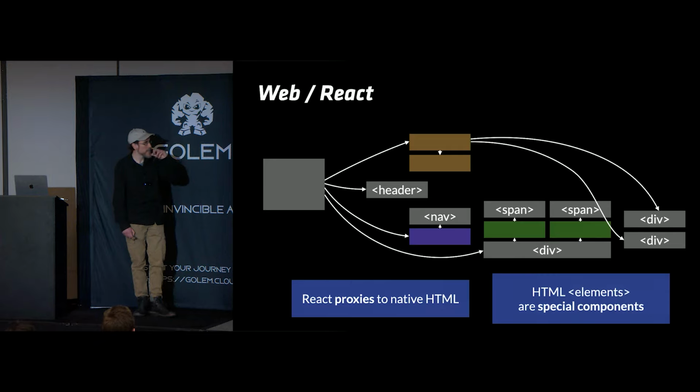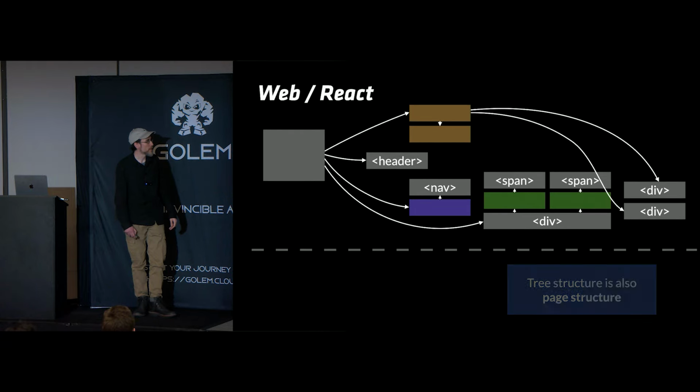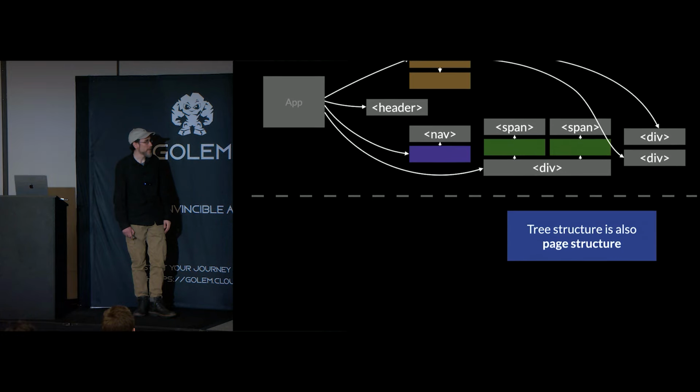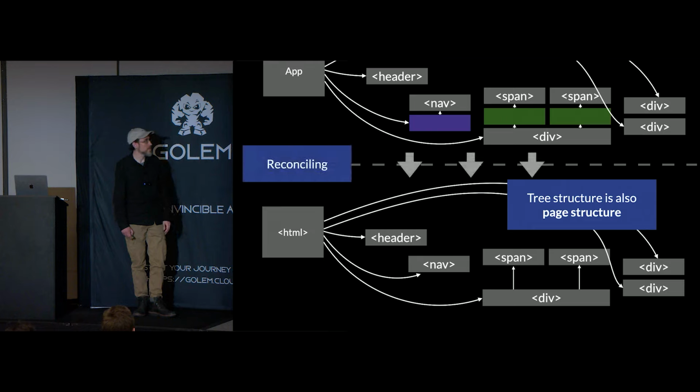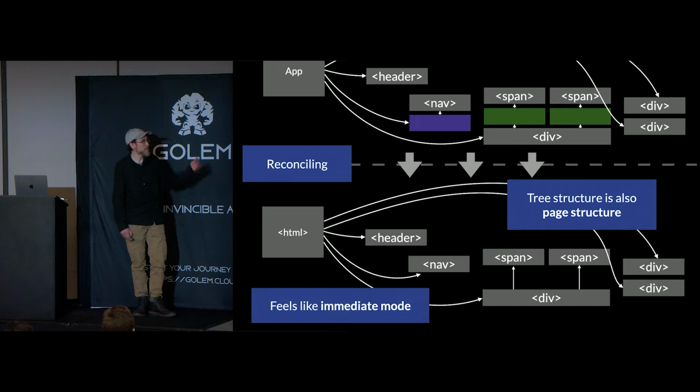So you have these HTML elements that are really special components or placeholders. And what React will do is it will use the tree structure as the page structure and create a new tree that's basically just a subset of the nodes of the original tree to render the HTML on the page. And in the process, as the top tree changes, the bottom tree updates in sync, and this is called reconciling. That's the main mechanism. And reconciling is important because it makes what React does feel like immediate mode. You don't think about the changes, you just declare what you want to happen.